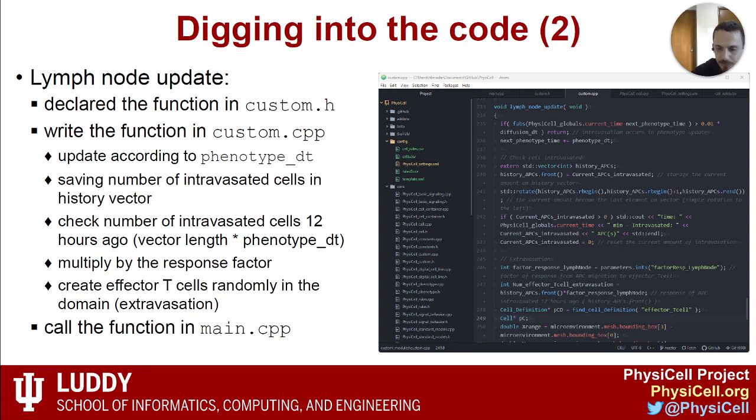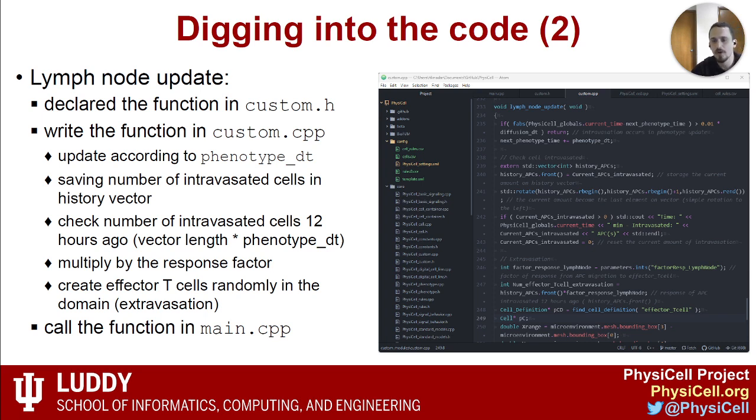Another function we create is the lymph node update. That one represents the process of taking the intravasated cells and giving the domain some extravasated cells. We follow a similar workflow: we declare the function in custom.h and write the function in the CPP. That function has some special capabilities. First of all, we consider the update according to the phenotype delta t, because the function doing the intravasating process follows this phenotype delta t, so we need to make sure they match the same time step. We save the number of intravasated cells in a history vector.